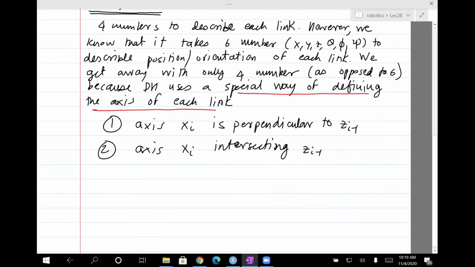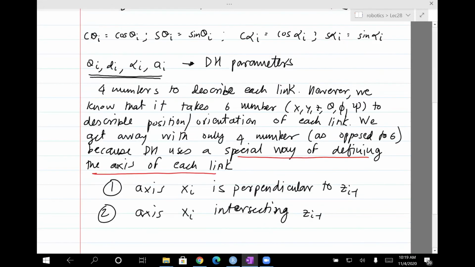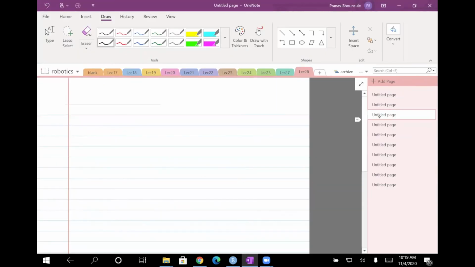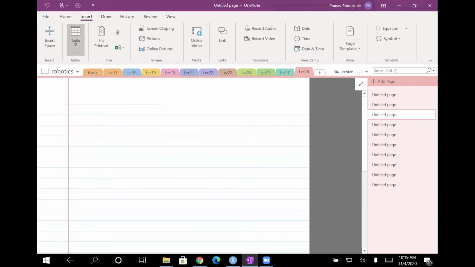So this is just for information. I'll actually show you how to figure out the DH parameters quite easily by showing an algorithm. So this is just for information. If somebody asks you why it's 4 not 6, then that's the answer. Now I'm going to show you what these two assumptions really mean.